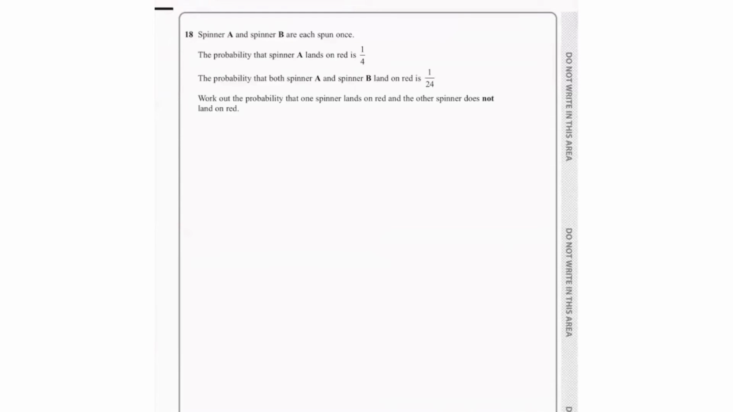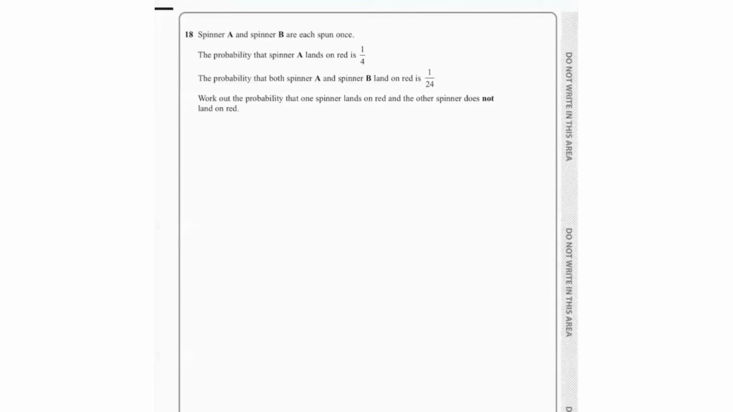Question 18 says spinner A and spinner B are each spun once. The probability that the spinner A lands on red is 1/4, and the probability that both spinner A and spinner B land on red is 1/24. Work out the probability that one spinner lands on red and the other spinner does not land on red.